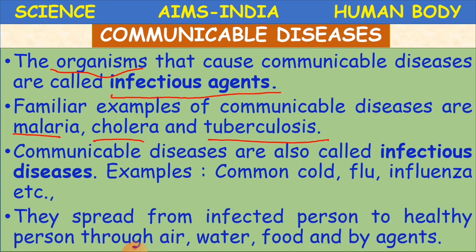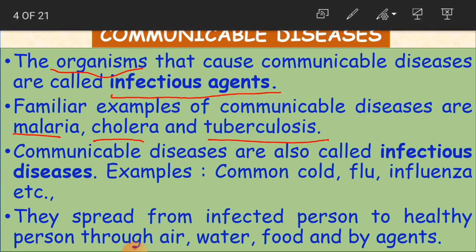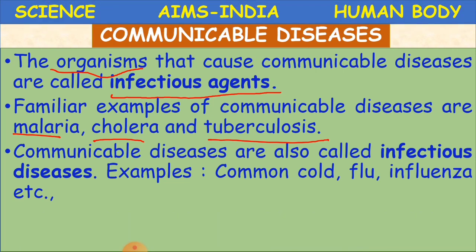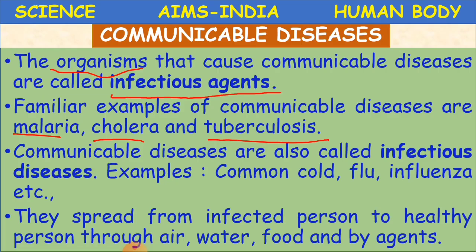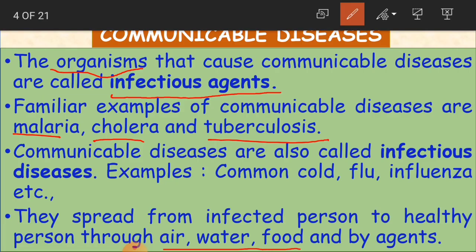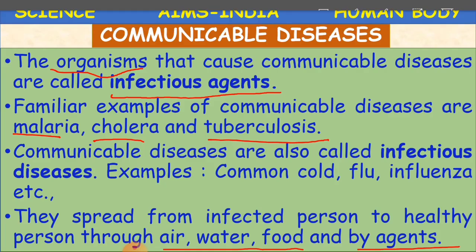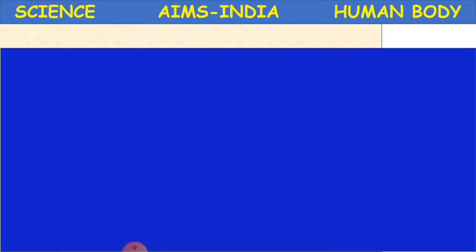They spread from an infected person to a healthy person through air, water, food, and by agents. How do they spread? As we learned, it spreads from the infected person to a healthy person through what? Air, water, food, and by agents. So through these agents, these infectious diseases spread easily from an infected person to a healthy person. Understood, children? Clear? Yes.